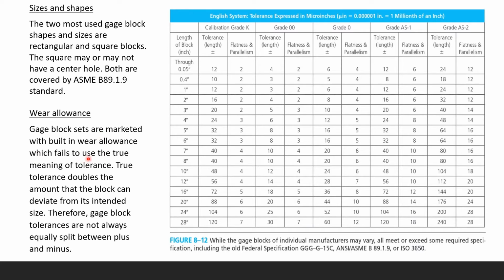When you think of gauge block sets, they are marketed with built-in wear allowance, and that allowance fails to use the true meaning of tolerance, because true tolerance doubles the amount that the block can deviate from its intended size. Therefore, gauge block tolerance is not always equally split between plus and minus. That's what's commonly used outside.